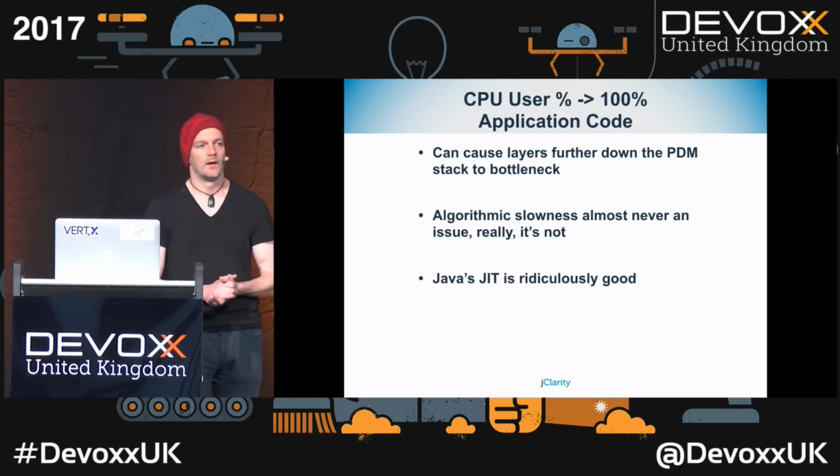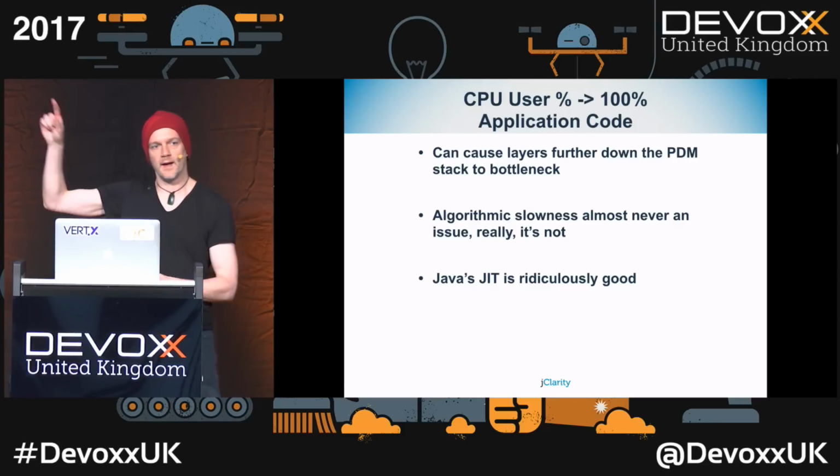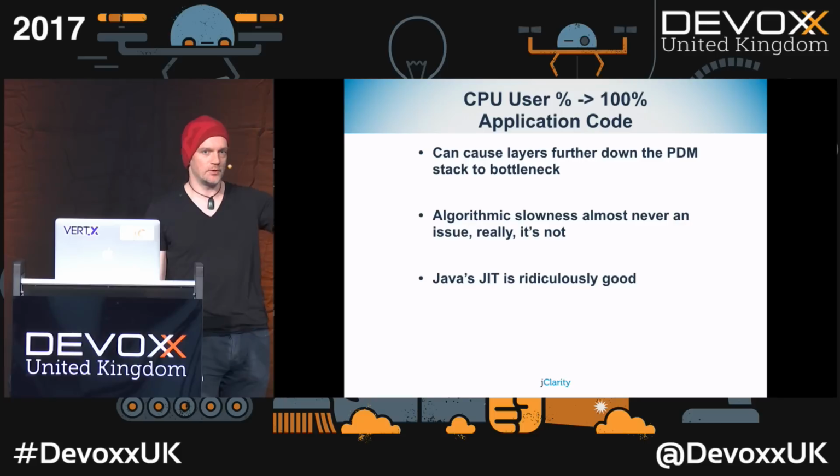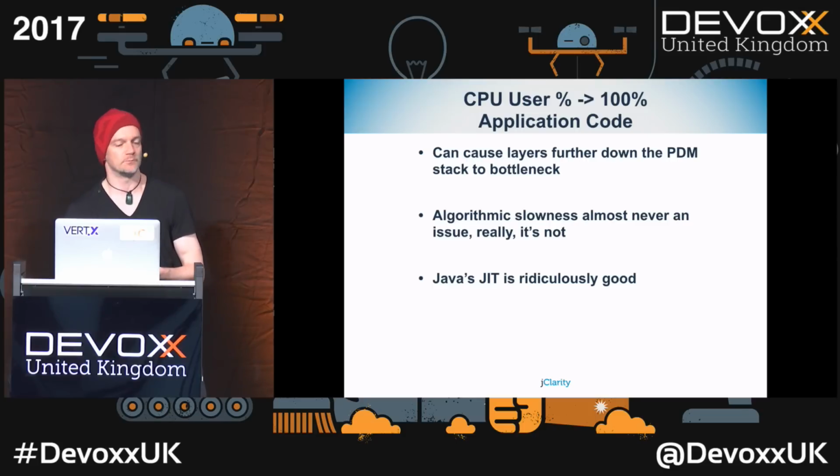Okay. So if you've eliminated garbage collection, so you got that lovely blue line, spiky, sawtooth pattern, but the fact is that your CPU still had lots of user time, then you need to actually look at your application code. And this is all about CPU or execution profiling.